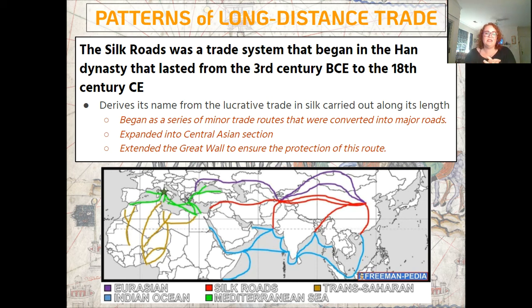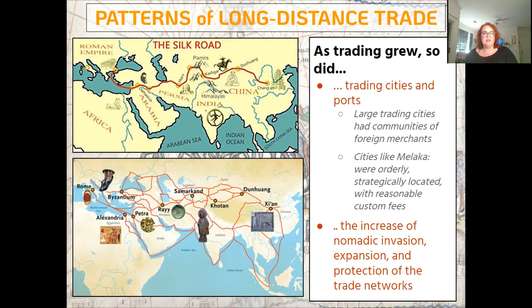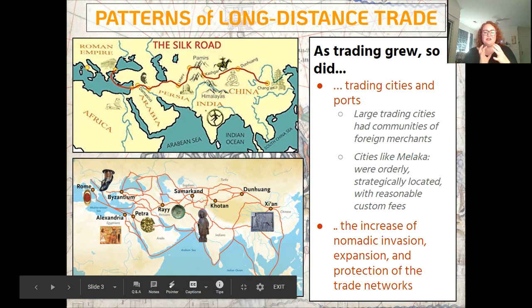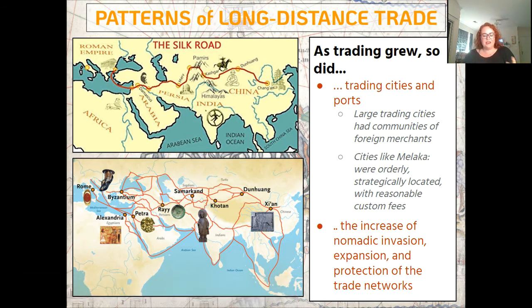Now in the picture that you see below, you see the Eurasian trade route, the Indian Ocean, the Silk Road, the Mediterranean, and then the Trans-Saharan. All of those play a significant part in expanding belief systems and kickstarting globalization, as we will talk about. And these are all different roads or different trade routes that we will talk about in this unit. So let's dive a little deeper here.